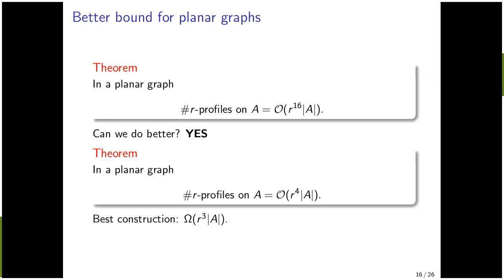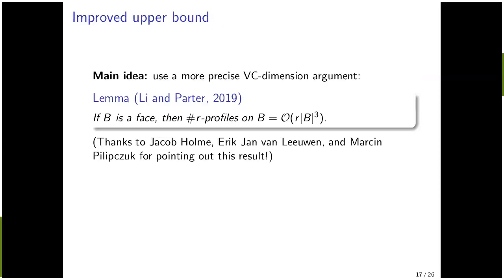Before doing that, the method I presented just before using product structure can really be improved using some more precise version of the product structure theorem and things like that. But to obtain such a precise bound, we need to go deeper into the structure of a planar graph. So the main idea is to use a much more precise VC dimension argument. This result was pointed out by Jacob Holm, Eva Rotenberg, Jan van den Heuvel and Marcin Pilipczuk. We are really grateful to them for that, because we really missed this result.